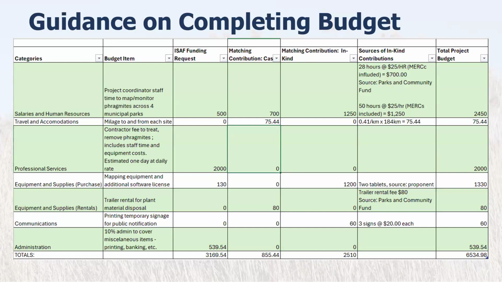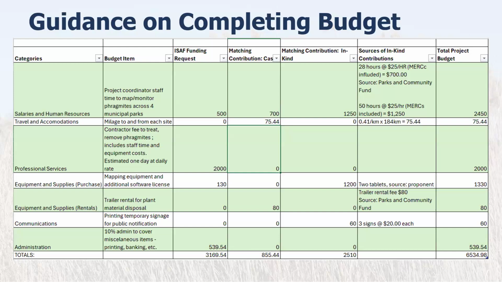So we've got our categories, and this is going to include salaries and human resources, travel and accommodations, professional services, equipment and supplies, purchase, equipment and supplies rentals, communication, and administration. So if we're looking at a budget, maybe you want to have a project coordinator and they're going to need some staff time to map and monitor Phragmites across 4 municipal parks. So you're going to be requesting, or in this example, I should say, they are requesting $500 from ISAC, but they're also going to contribute $700 in cash and $1,250 in-kind contributions.